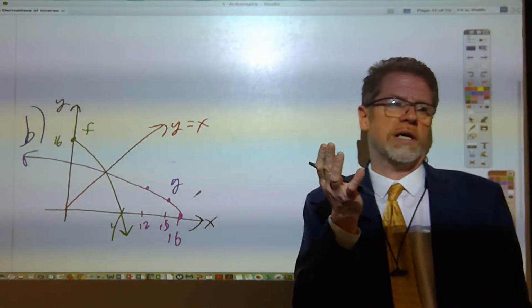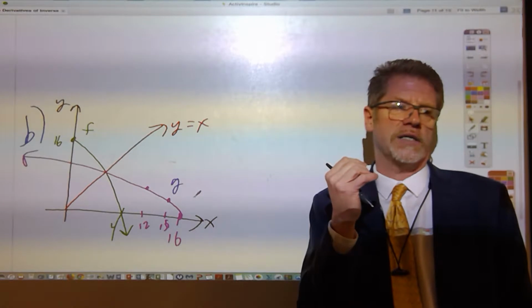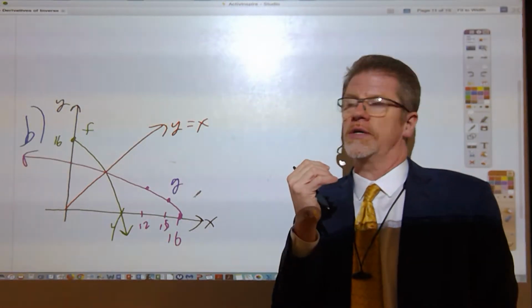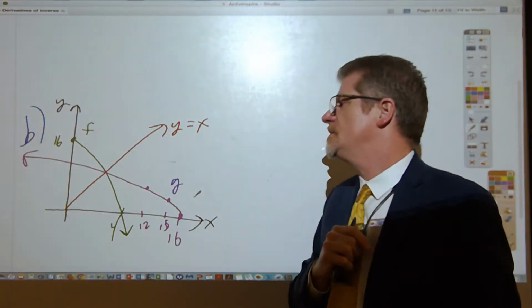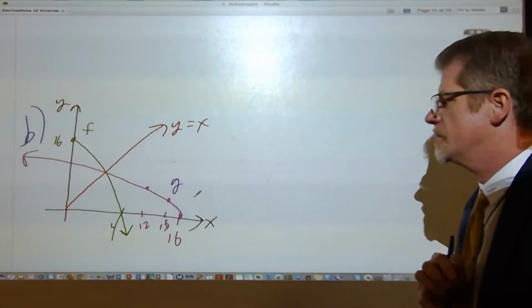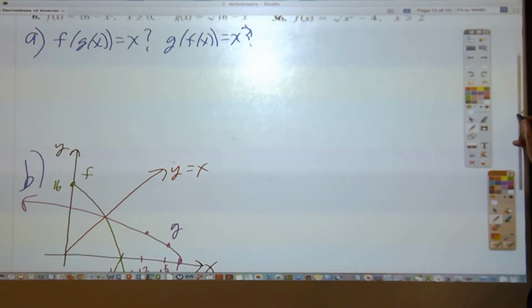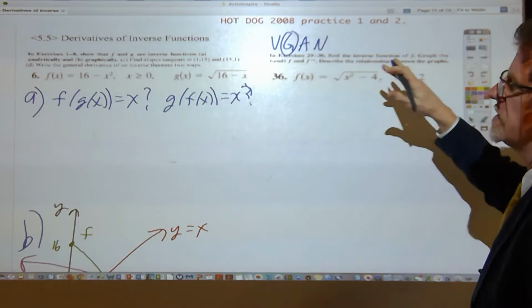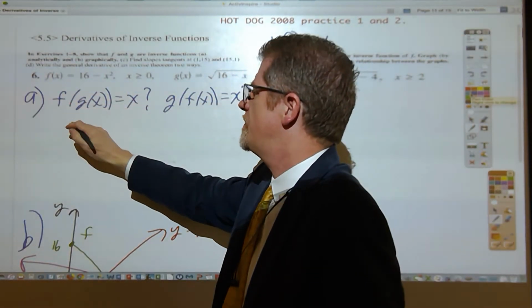So if you can get away with sketching both f and g, and if taken together they are symmetric over the line y equals x, then that's a visual indicator that f and g are inverses of each other. It's not a proof, it's just an indicator. To prove it, you have to do what they're asking for in part A. You have to find f of g of x.